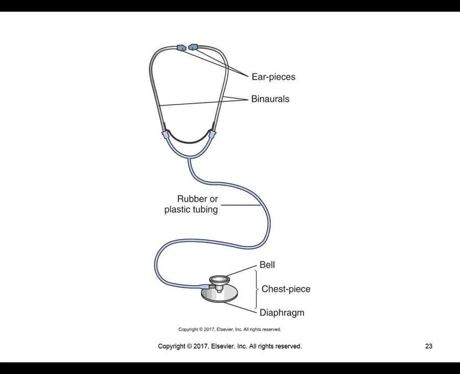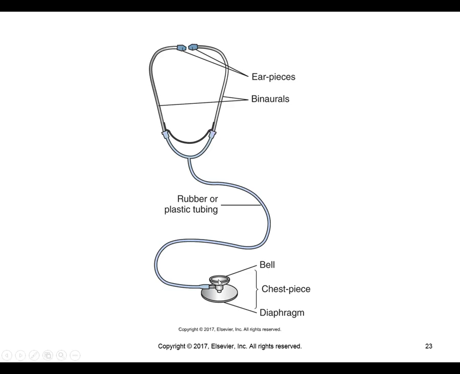So this is a stethoscope here. There's the earpieces, then there are the two what's called binaurals. Aurals has to do with hearing things. So those are the binaurals that are metal pieces that attach to the rubber or plastic tubing. And then the rubber or plastic tubing attaches to this apparatus here. Now, not every stethoscope has a bell. They all have a diaphragm, but not all of them have a bell on the chest piece. So whether it has a diaphragm or a diaphragm and a bell, this is called the chest piece.